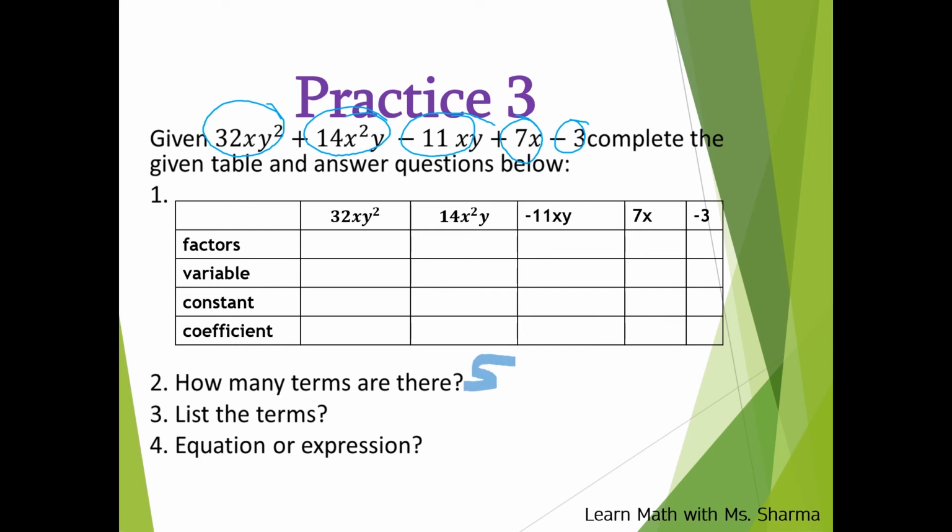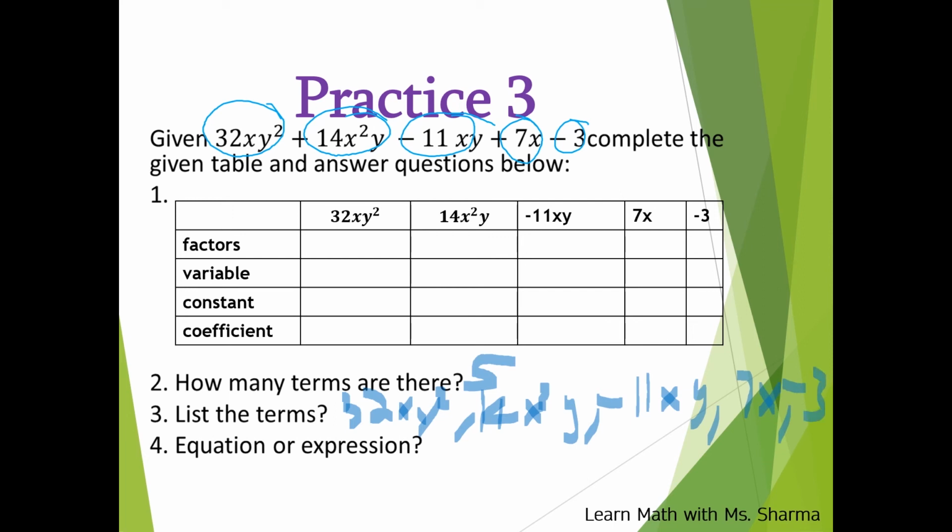Just list a term. They are 32xy squared, 14x squared y, negative 11xy, 7x, and negative 3. Is it an expression or equation? It's an expression. It does not have an equal sign. So in the table now each term is separated. We have to find the factors, variable, constant, and coefficient.